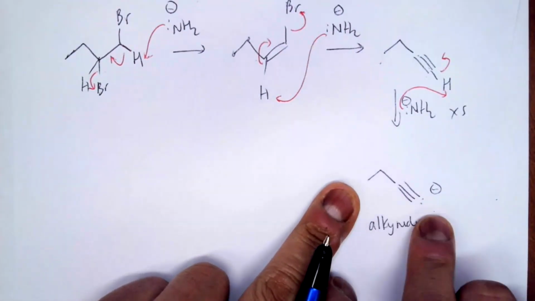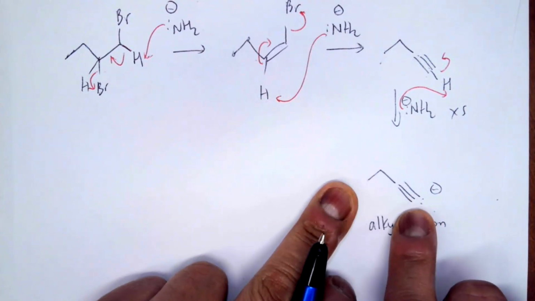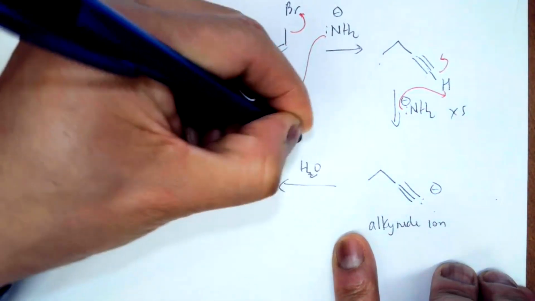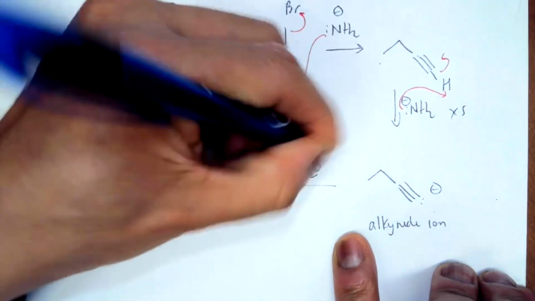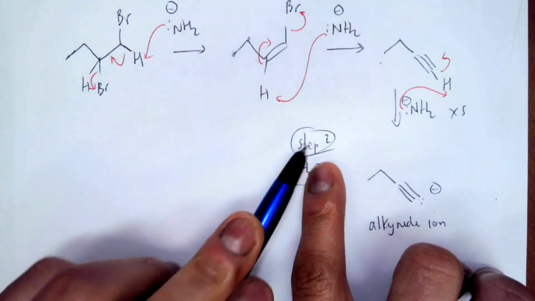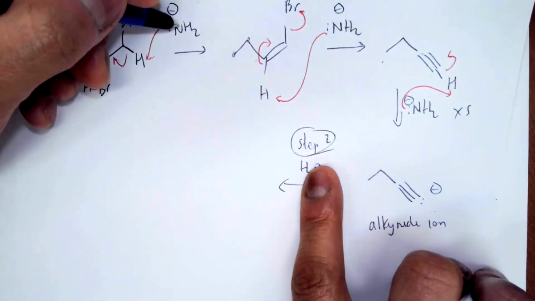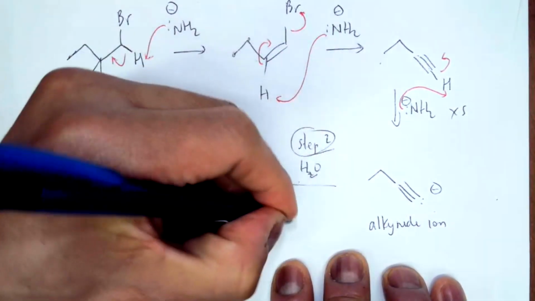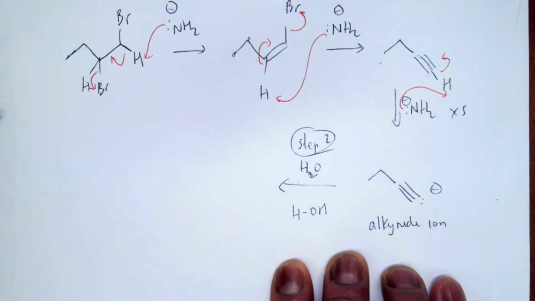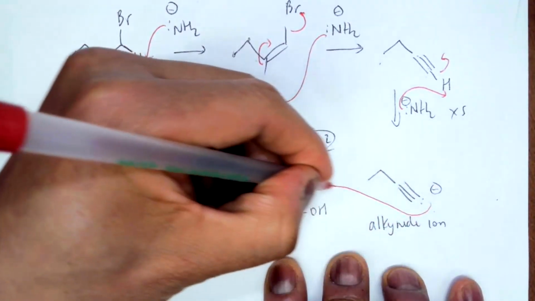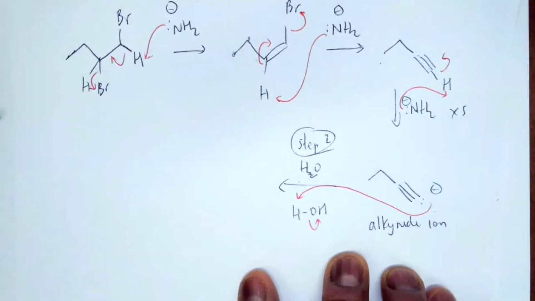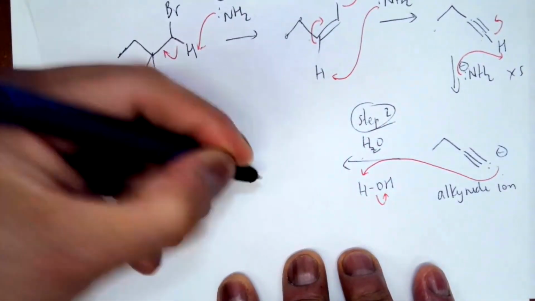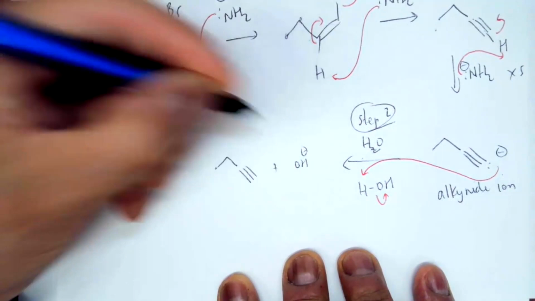So what should I do? I don't want this. I want the actual neutral alkyne. That's when you add water in step 2. But you have to carefully put the label: 1, excess amide, step 1, and step 2, water. And that water is going to protonate the alkynide ion. Now it's neutral, plus OH.